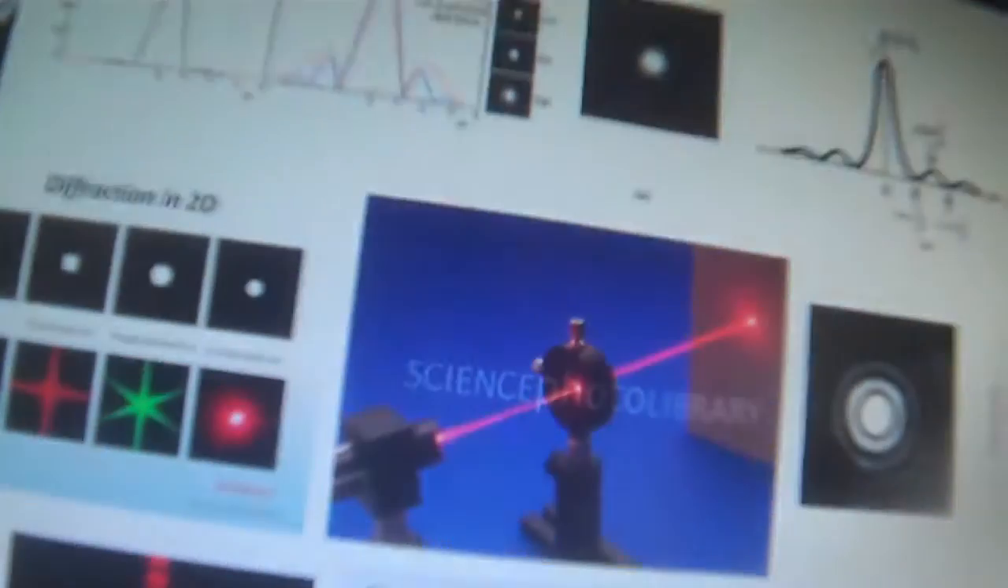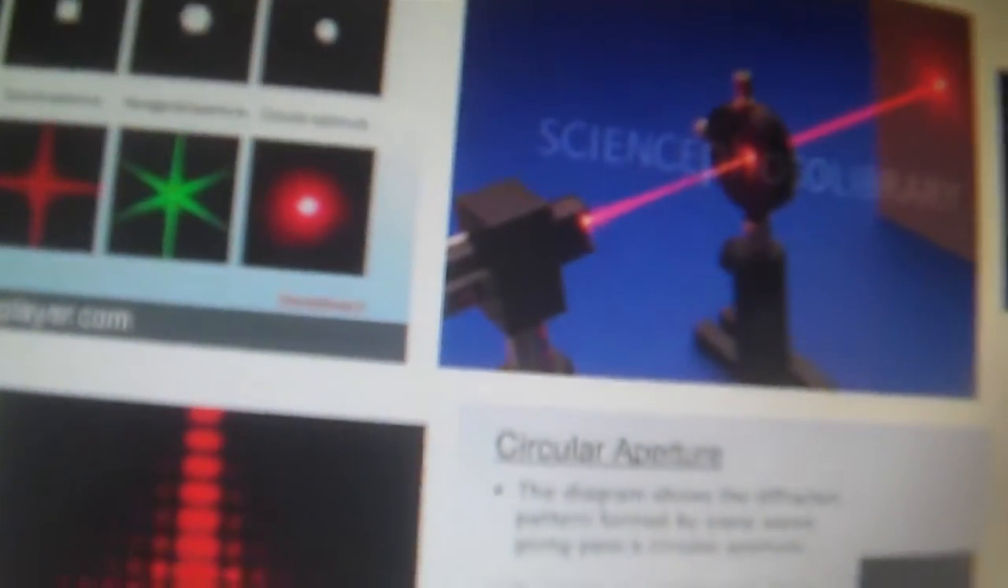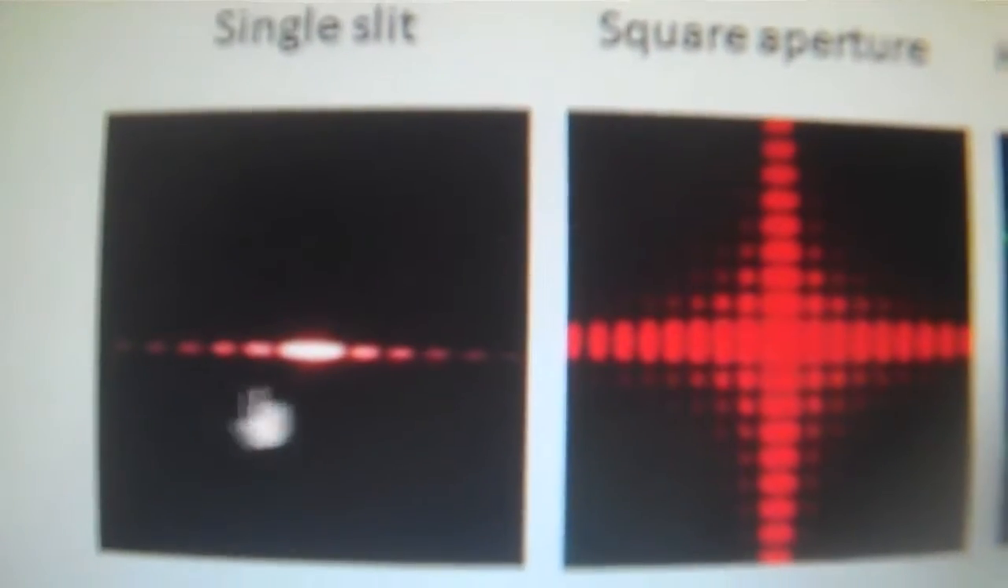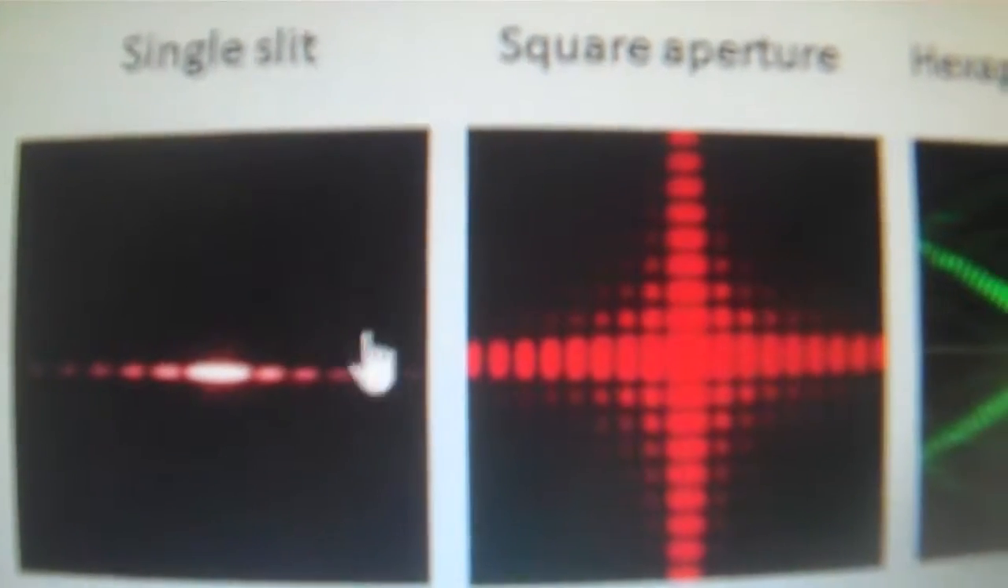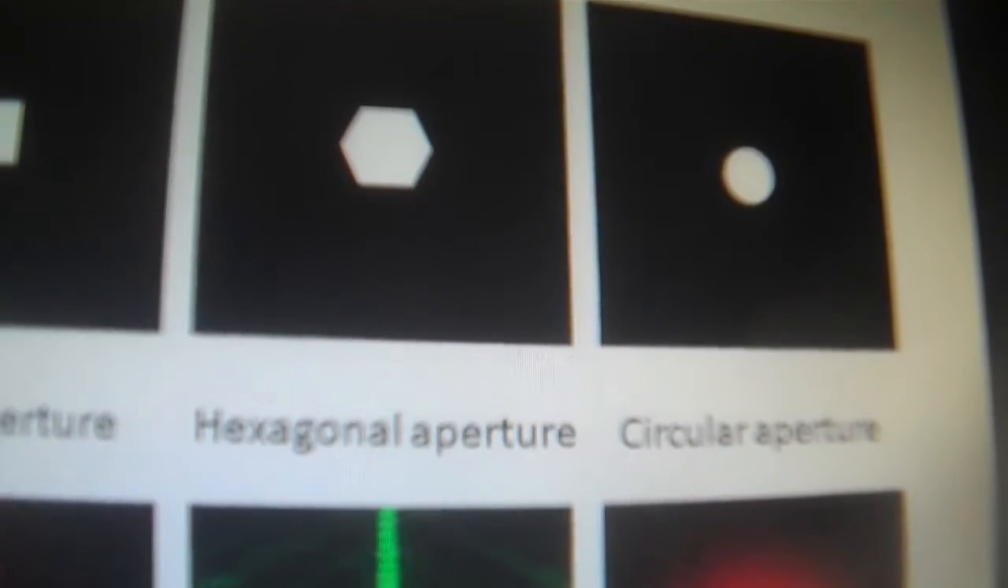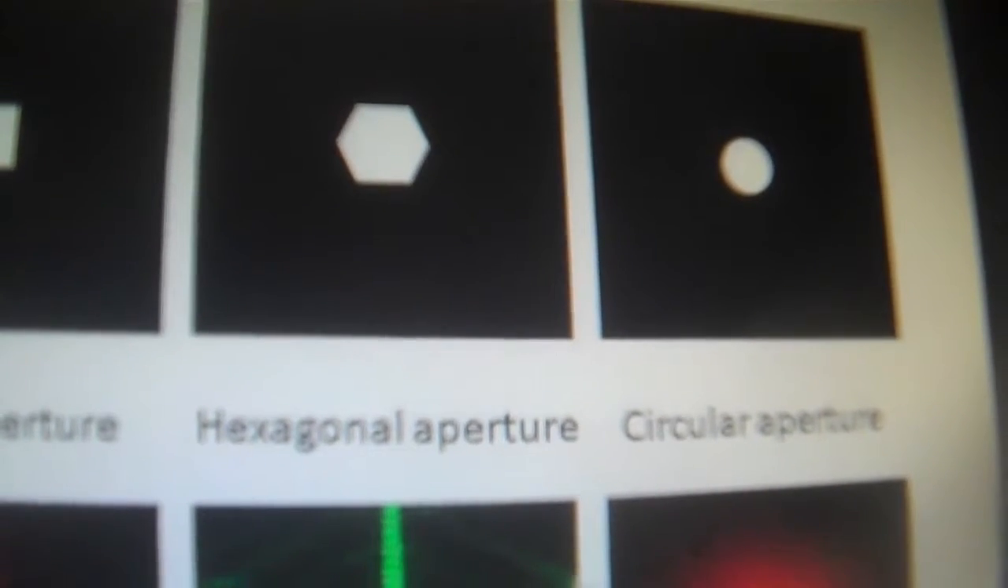So let's see if there's anything else. Here's again different apertures creating different patterns. They have this single slit here, and you get this single slit pattern with a medium aperture, and then the square does this pretty even thing. They don't have a triangle here, too bad. And the hexagon goes a little bit loopy.